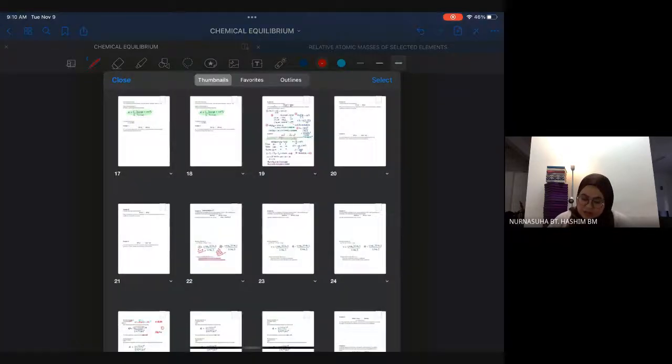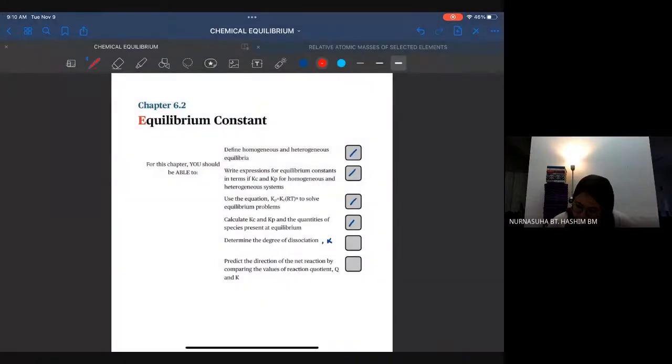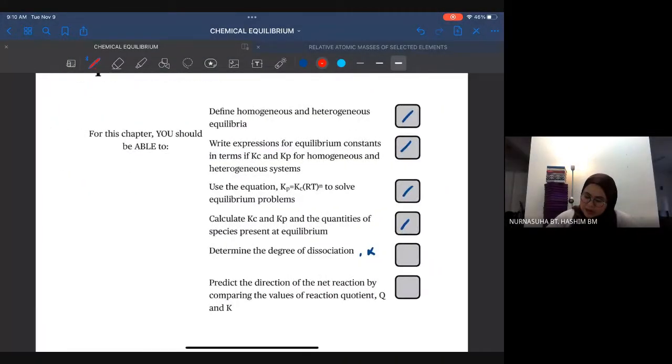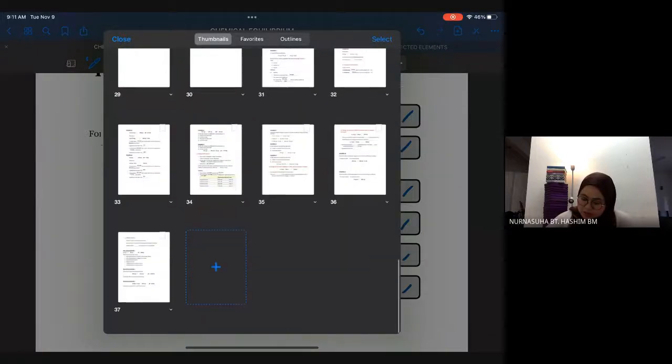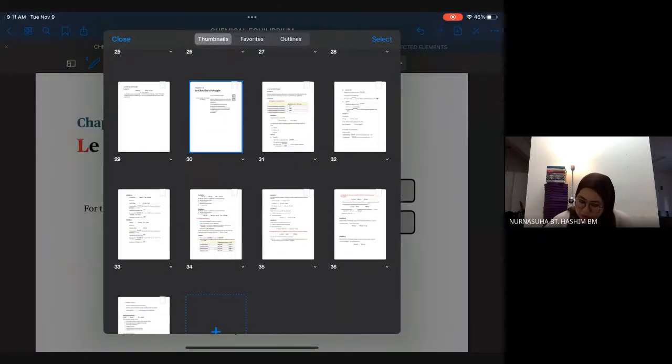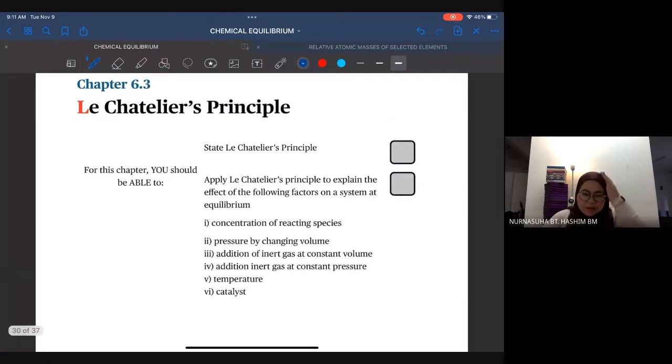Okay, so for 6.2, patah balik sekejap. So basically we are done all of this lah. Kita dah tengok di alpha dan kita dah predict the direction of reaction by comparing Q dengan K. Okay, now let's proceed to the last part of chapter 6. Chapter 7 nanti madam bagi by this week. So kita akan tengok Le Chatelier itu apa.